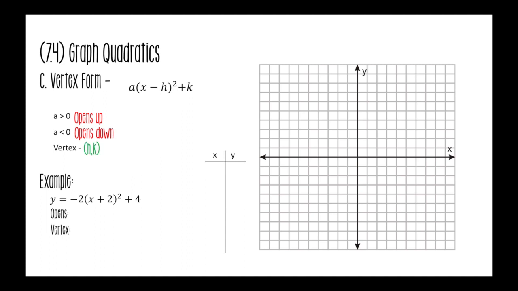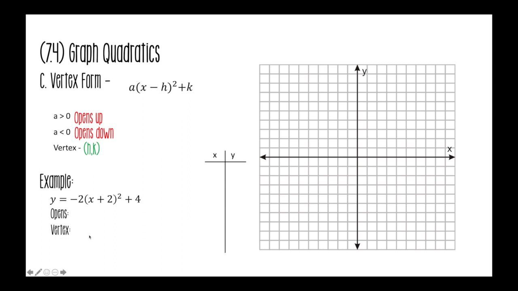Our vertex is going to be (h, k). So what you're going to want to notice here is that since this is -h here, but then +h here, you are going to switch the sign of this one. You're not going to switch the sign of this one. So keep that in mind when we're actually doing some of these problems.